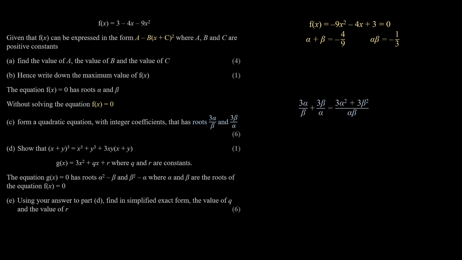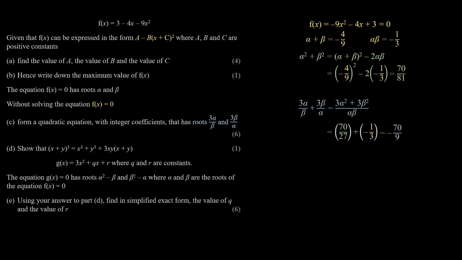Making the denominator common, we get 3 alpha squared plus 3 beta squared divided by alpha beta. We use the identity alpha squared plus beta squared equals alpha plus beta squared minus 2 alpha beta, substituting alpha plus beta equals -4 over 9, and alpha beta equals -1 over 3, we get 70 over 81. Thus, 3 alpha squared plus 3 beta squared is 70 over 27, which is divided by -1 over 3. Therefore, the sum of roots is -70 over 9.